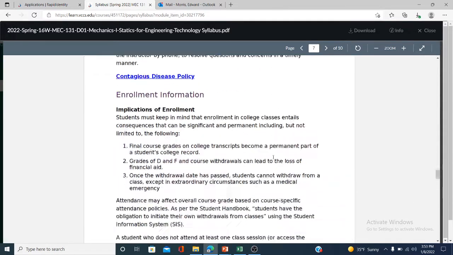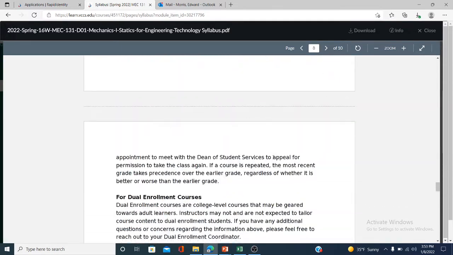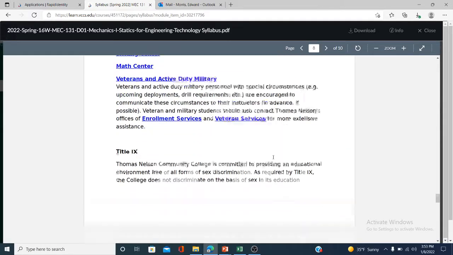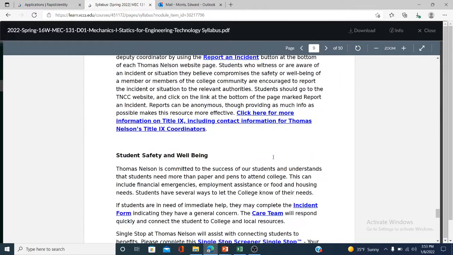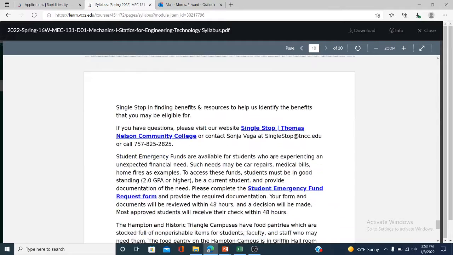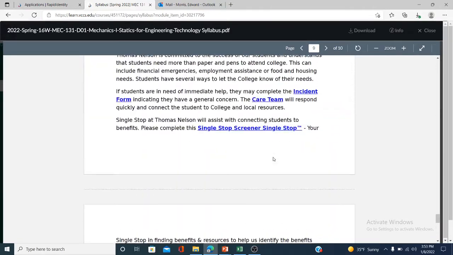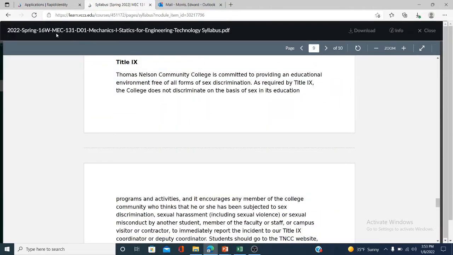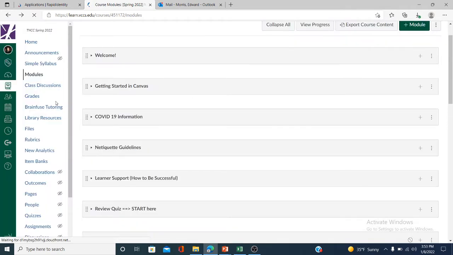All right, so just read through the rest of this. All this is pretty much just some of the policies at Thomas Nelson Community College. If you have any questions or concerns about any of these policies, please make sure you contact me. Okay, thank you. All right, now let's go back to modules here.